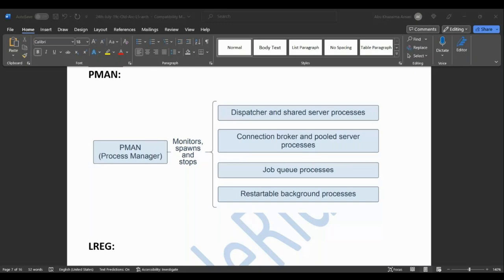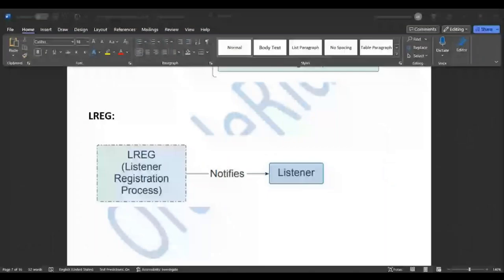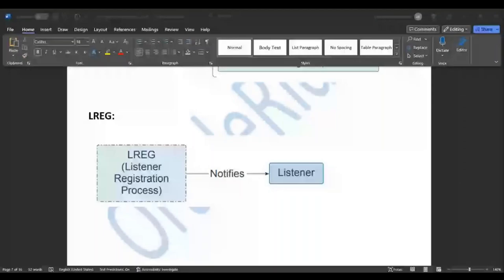Now the third one is the LREG process. So when it comes, answer me please. The LREG process, in which version does it come? Anyone has an idea? No, this is not the listener. This is LREG. Listener registration process, it is called.